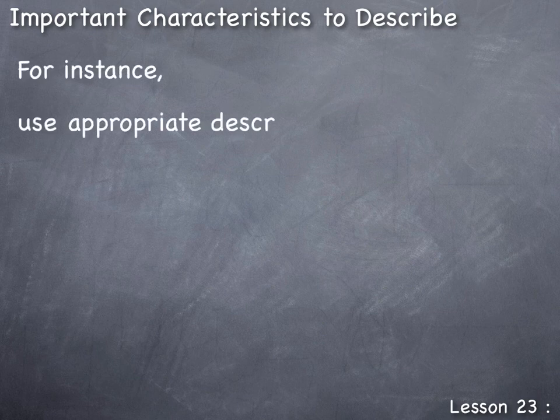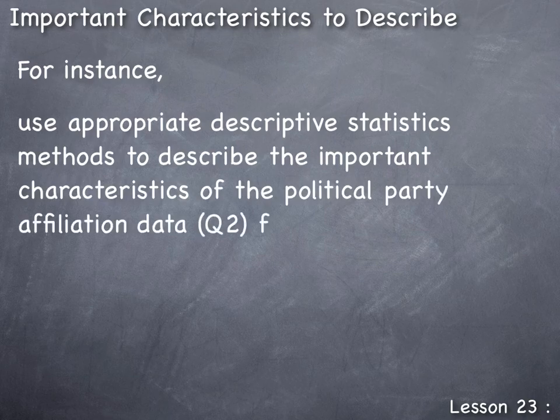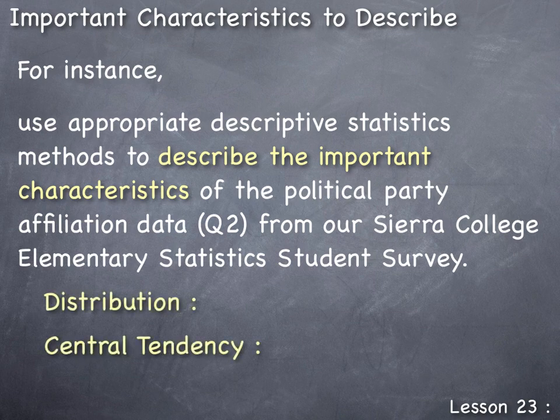For instance, use appropriate descriptive statistics methods to describe the important characteristics of the political party affiliation data, that is question 2 from our Sierra College Elementary Statistics Student Survey. So when we want to describe the important characteristics of data, we need to focus on the 3 primary important characteristics. That is the distribution, the central tendency, and the dispersion of the data.